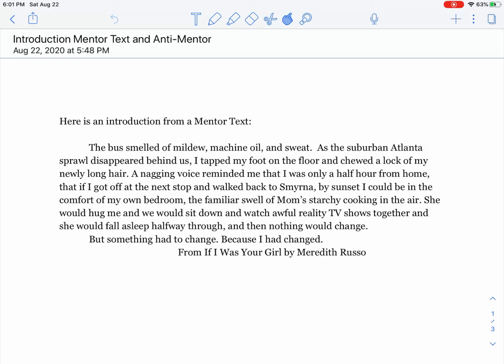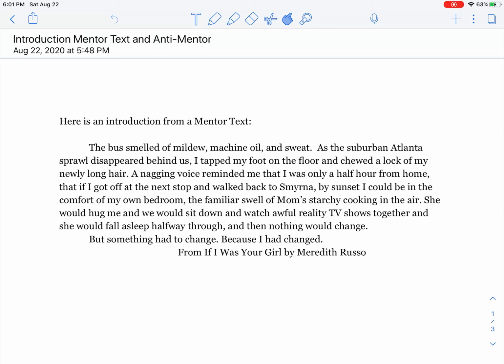So this is right here what we call a mentor text. It's just a text that is written well, and it models the type of writing that you want to try to emulate. So let's just read this together. And as we read, I want you to think about what Meredith Russo does to try to build interest and to engage her readers.